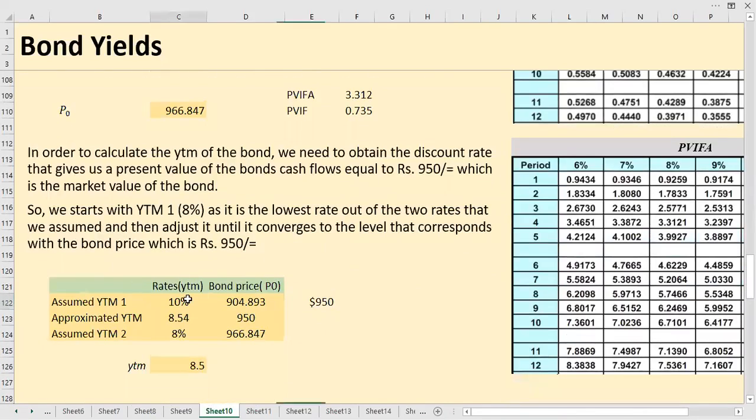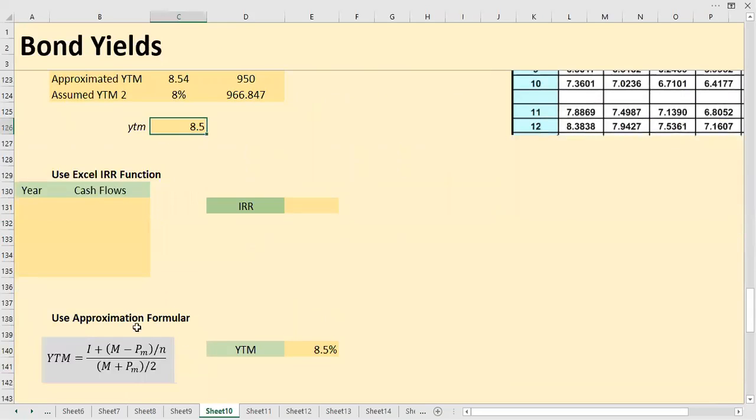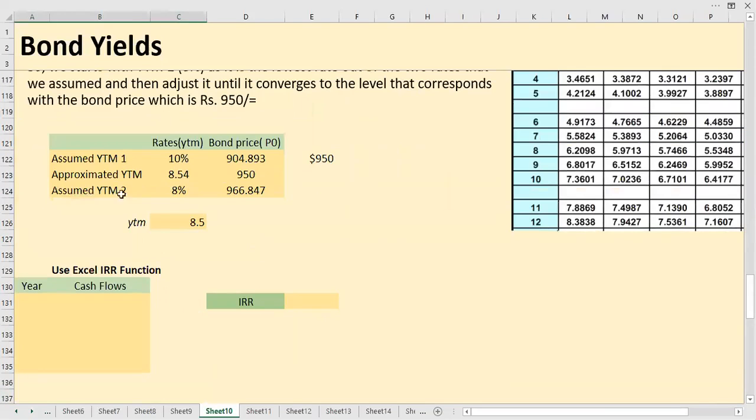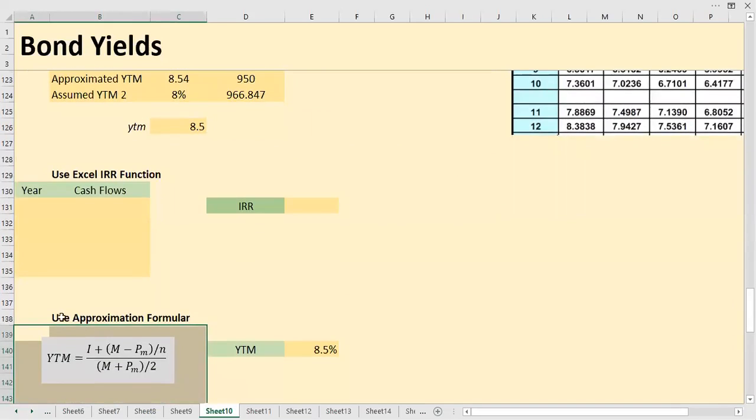Whatever values you select for these, you get the same answer. For example, if you assume 12% and 9%, again you get the same. If you assume 15% and 5%, again you get the same value. But the easiest way to calculate this is to use this formula. Don't try this trial and error method in the examination, because it will take time. Just use this formula. It is very easy to use.